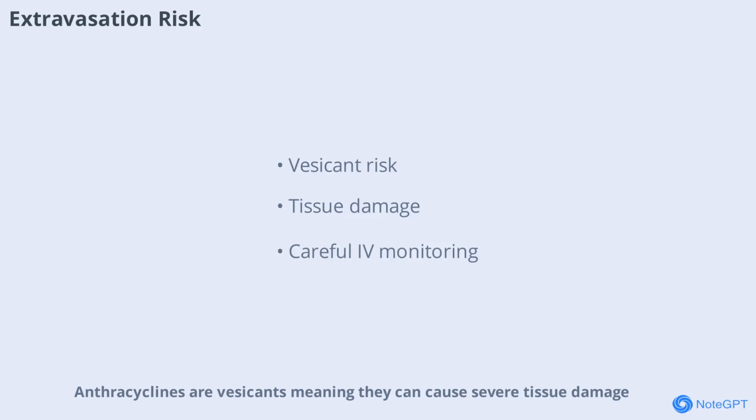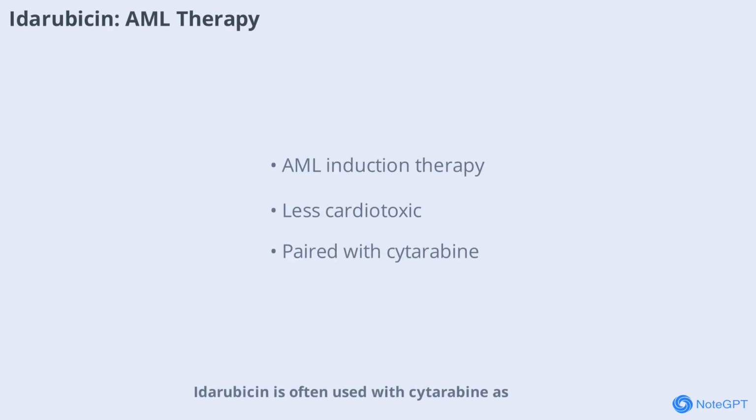Anthracyclines are vesicants, meaning they can cause severe tissue damage if they leak outside the vein during infusion. This is called extravasation. Careful IV site monitoring and prompt action if leakage occurs are essential to prevent serious complications. Idarubicin is often used with cytarabine as induction therapy for acute myeloid leukemia, AML. Its lower risk of cardiotoxicity compared to doxorubicin makes it a preferred choice in some regimens. This combination has become a standard in AML treatment protocols.